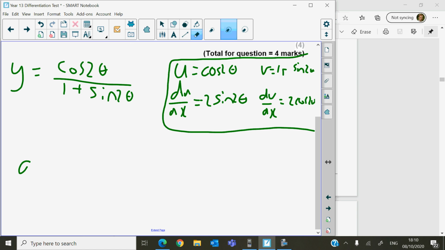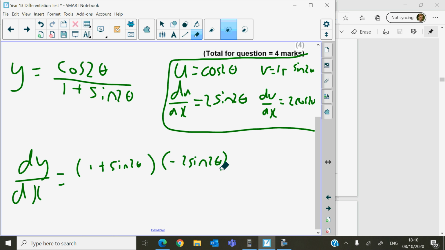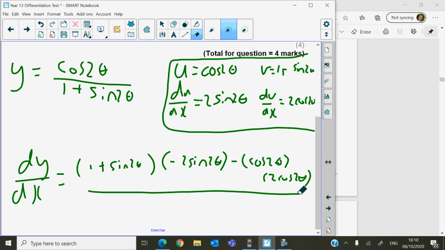let's put that in. dy by d theta is going to be equal to the bot. Well, the bot was 1 plus sine 2 theta multiplied by d top. Okay, so that's going to be our minus 2 sine 2 theta. Minus top, cos 2 theta, d bot, 2 cos 2 theta. Okay, all divided by the bot squared. 1 plus sine 2 theta, all squared.